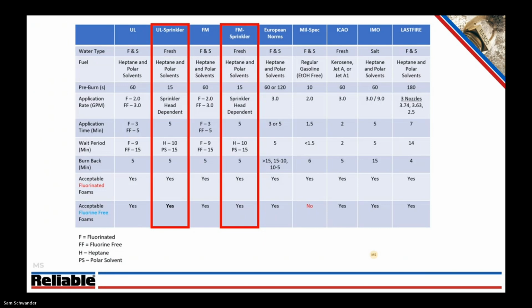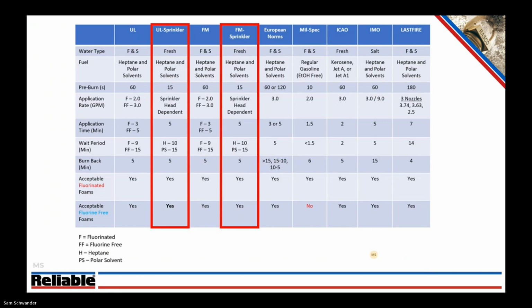And just to let you know, for the most part, the tests are very similar in terms of general flow. But the big difference is that UL does a test at about 15 feet above the field surface. And for FM, you have to do a low height and a high height. So that's where you'll see some differences.